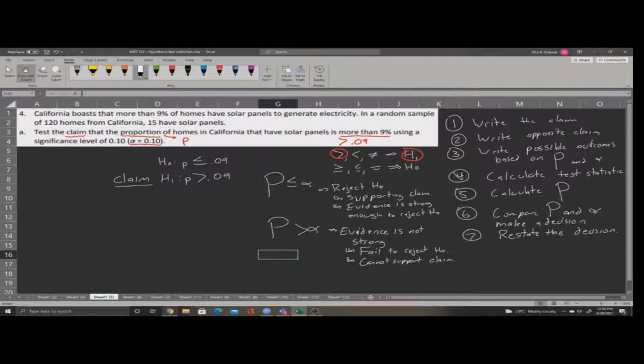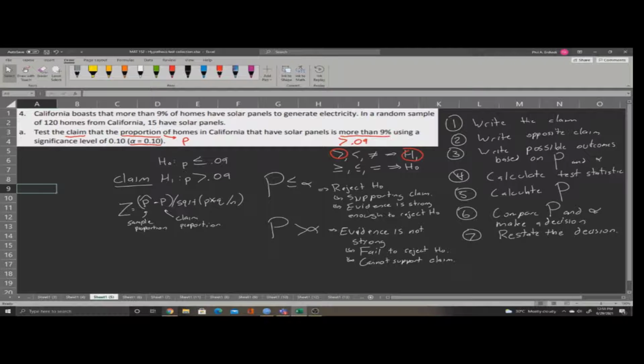Now we calculate the test statistic. For proportions, our test statistic, z, is equal to p hat minus p divided by the square root of p multiplied by q divided by n. Remember that p hat is your sample proportion, and p without the hat is your claim proportion. So we have to make that distinction as we enter our data.